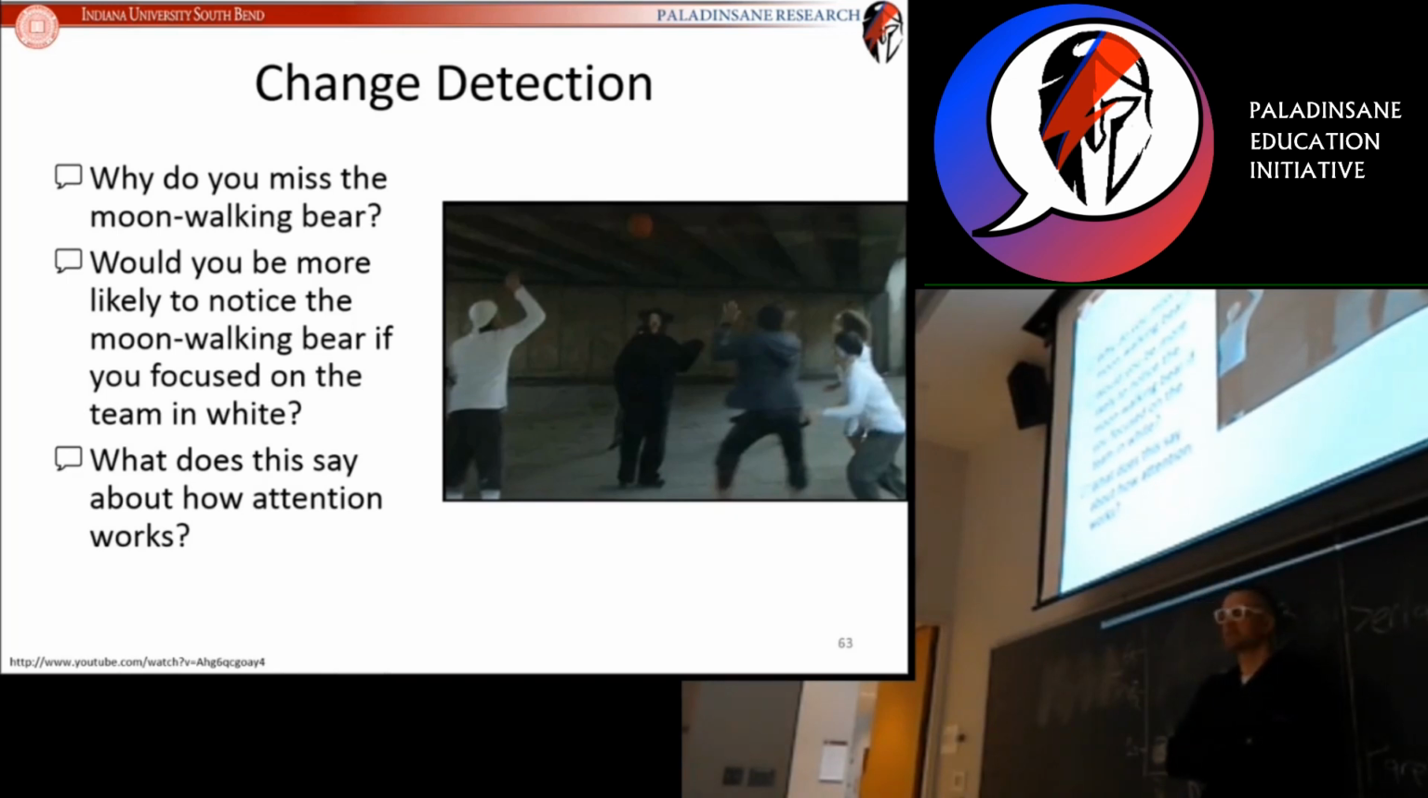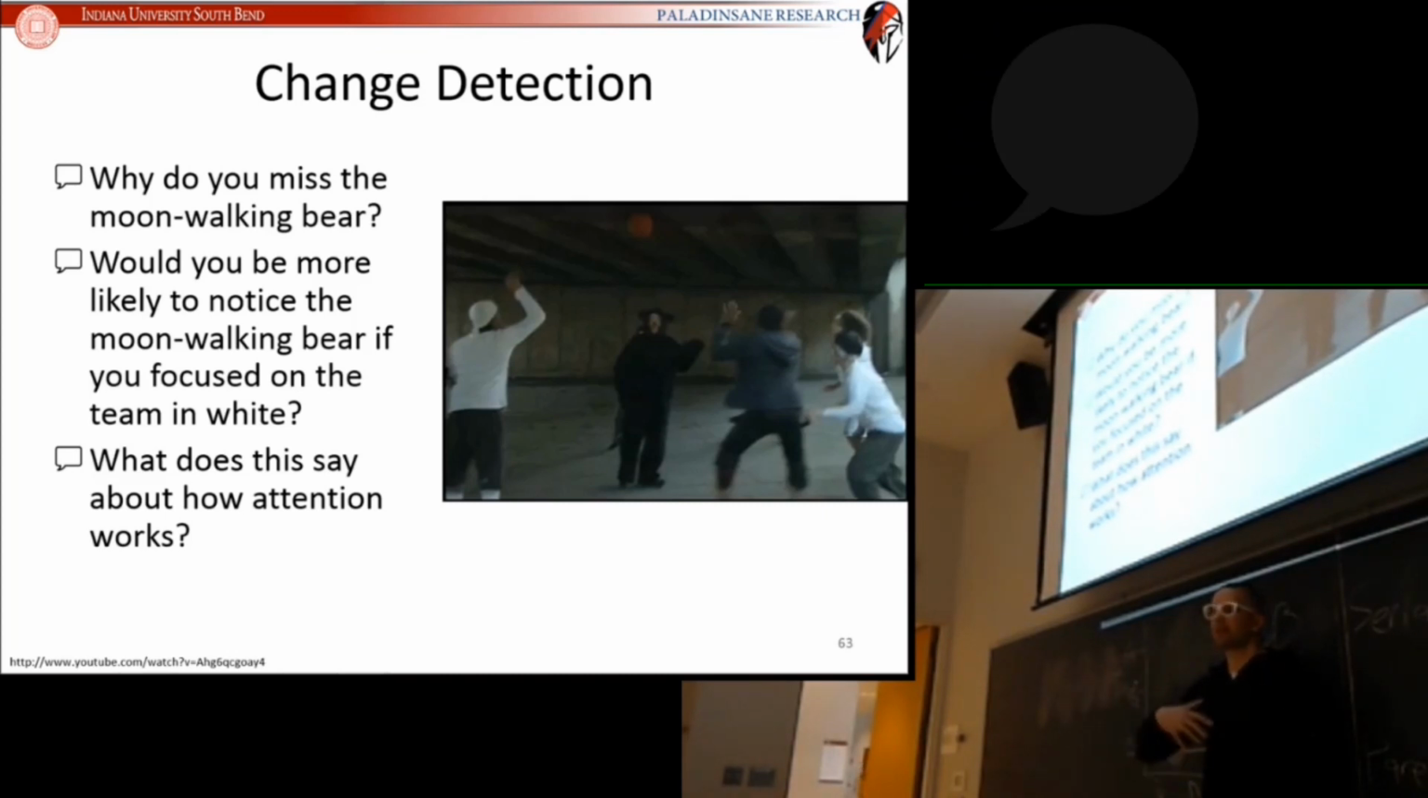Let me ask this in a different way. Was anybody surprised that they missed the moonwalking bear? I guess that's another way of saying you would have expected to have noticed something as extreme as this moonwalking bear outside of this demonstration. And this is what change detection really sort of revolutionized in cognitive psychology. It really shone a spotlight on just how little of our environment we actually attend to, how little of what is out there we actually process.